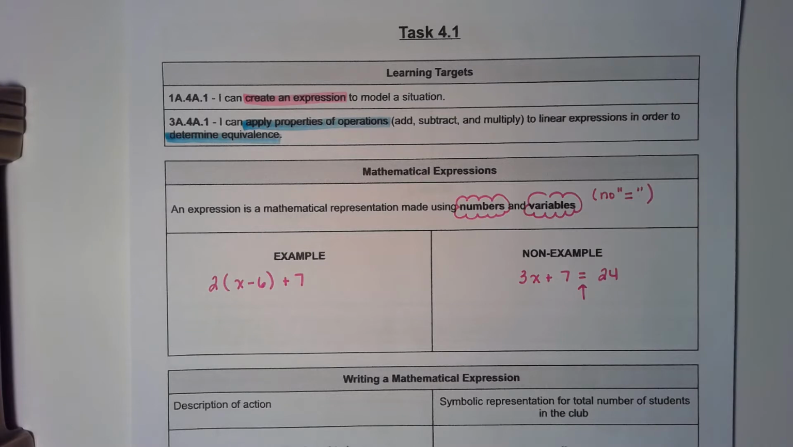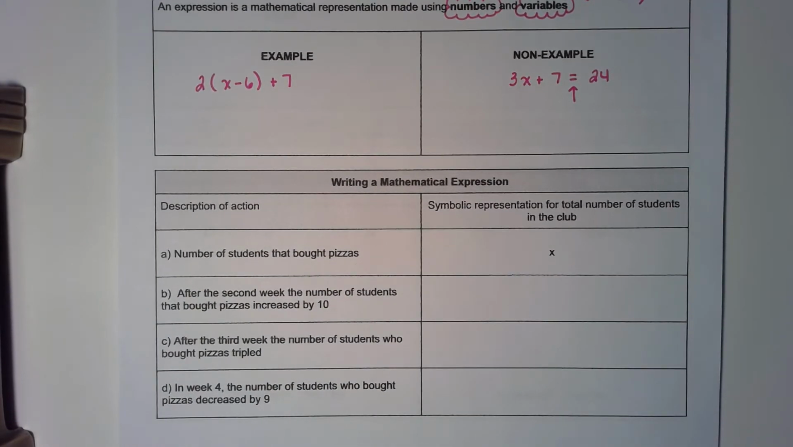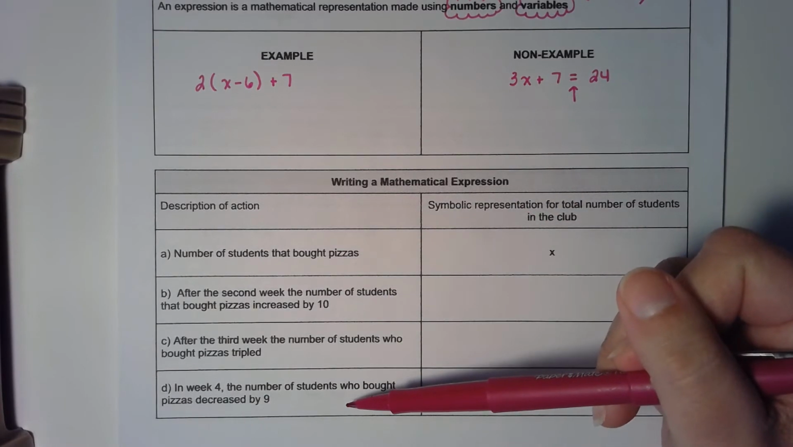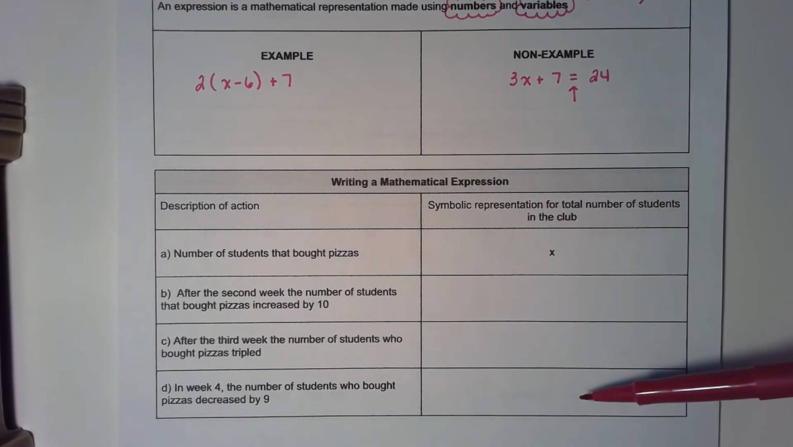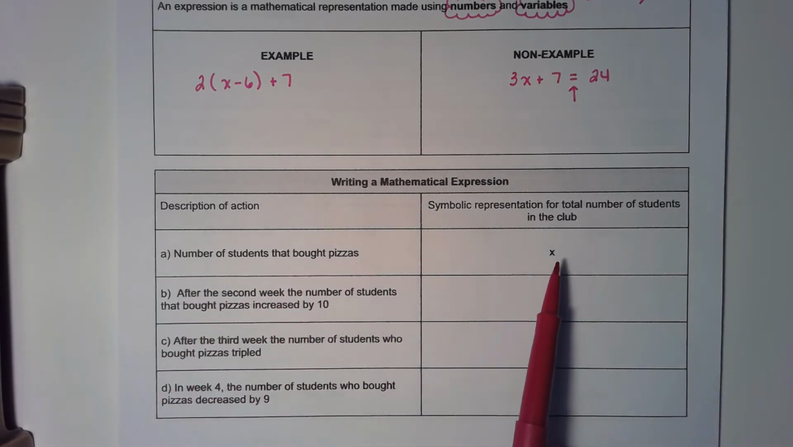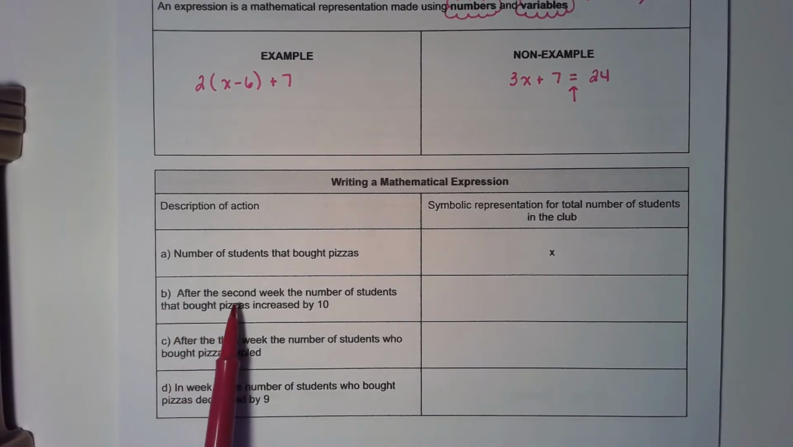What we're going to be asked to do today for our first learning target is to create expressions by following directions that are written in words. So here's an example of what that's going to look like. You are going to be asked to read the words here and use those words to interpret the mathematical or symbolic representation. For example, number of students that bought pizzas, we're going to call that X. Now, the second one says, after the second week, the number of students that bought pizzas increased by 10.